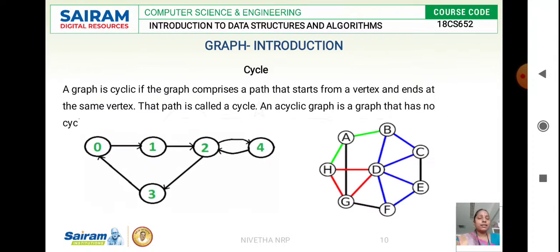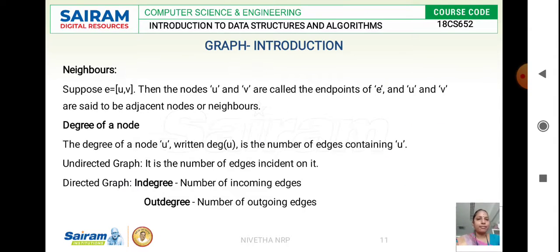We'll consider this for an example. Okay, so what are the incoming edges? For 0 the incoming edge is 3 to 0. What is the outgoing edge for 0? 0 to 1 is the outgoing edge. Okay, so this is in the case of a directed graph. In an undirected graph, 0 has edges 0 to 1 and 0 to 3.